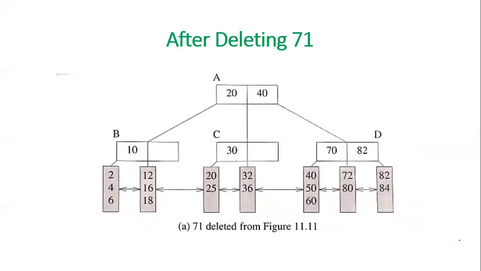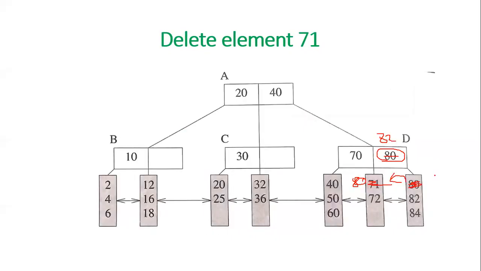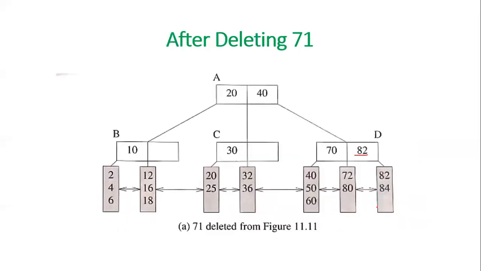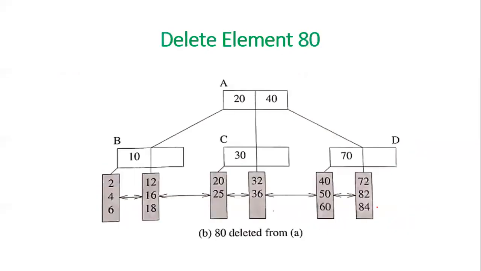You can see here after deleting 71, 82 comes at the index level, and to the left of 82 we have 72 and 80. This should be sorted, so actually 80 will come here. We have 72 and 80, and to the right of 82 we have 82 and 84. Okay, fine.